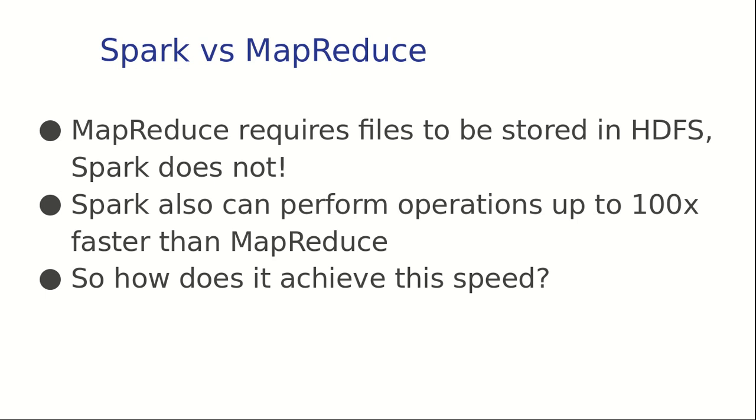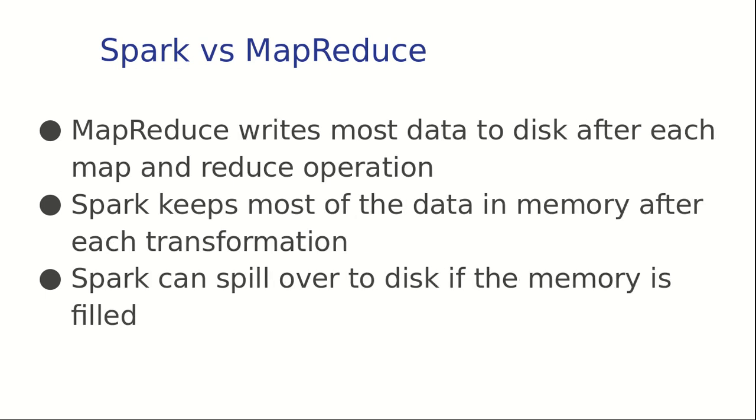How can this speed be achieved? Basically, MapReduce writes most of the data to disk for each map and reduce operation. Whatever task you perform, MapReduce is going to write and read the data from the disk. And disk reading and writing is much slower than directly reading and writing to RAM. Spark keeps most of the data in memory after each transformation, meaning Spark utilizes RAM behind the scenes.